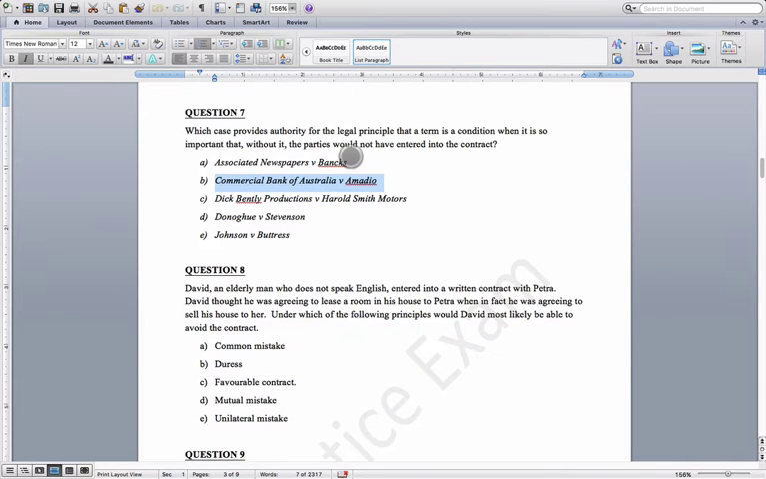The other way to go forward is to try and isolate what area of the course the principle is from, and then go there and see if you have in your handy dandy hint sheet the specific case and see if it matches. Because I know that this is about terms, right? Saying which case provides authority for the legal principle that a term is a condition. I want to go to that part of the course.